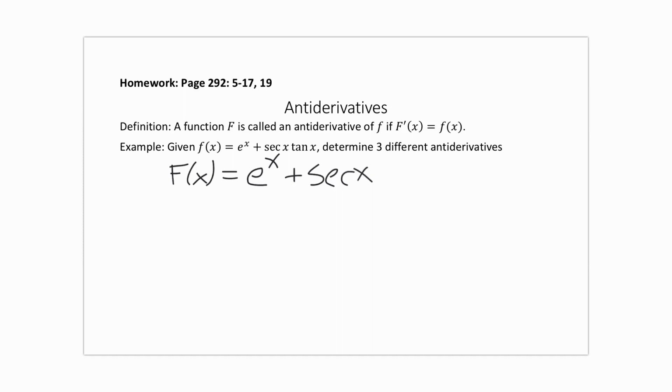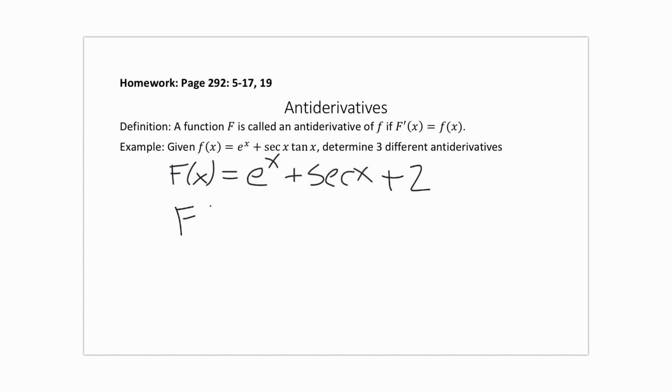So I have found an antiderivative for my function, but I need three different antiderivatives. How would I find different ones? Certainly I can't think of any function other than e to the x that gives me e to the x as the derivative. I'm pretty sure secant x is the only function that gives secant x tan x as its derivative. But if you start to think about constants, it gives us a bit of an idea here. I could, for example, add plus 2, and the derivative would still be little f of x.